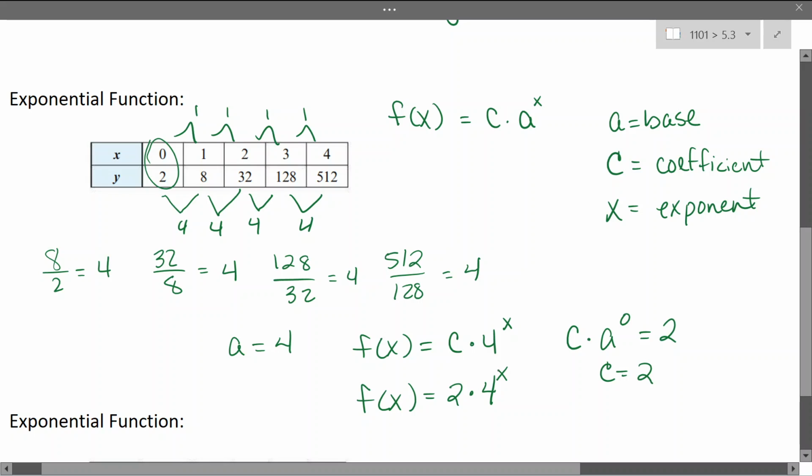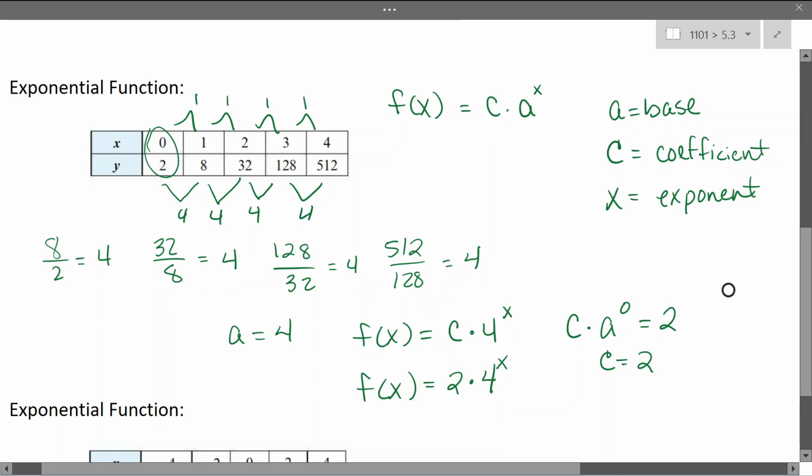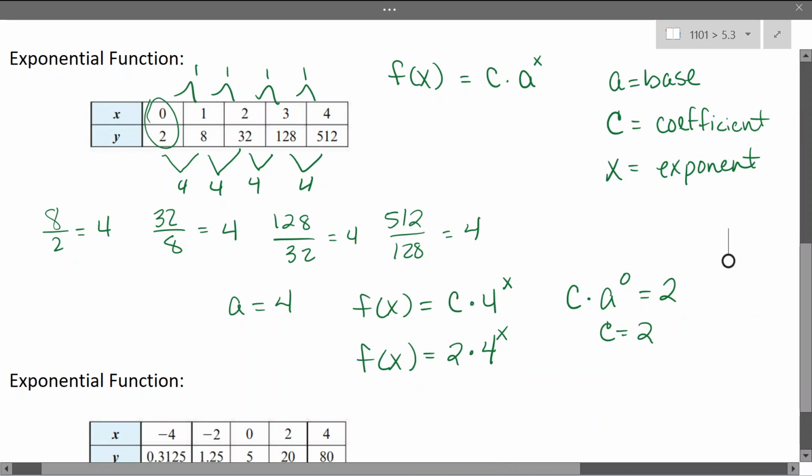And we can check to see that that's true. If we put x equals 1, we should get 8. So let's do f of 1 equals 2 times 4 to the first power, which is 2 times 4, which is 8. So that is our function.